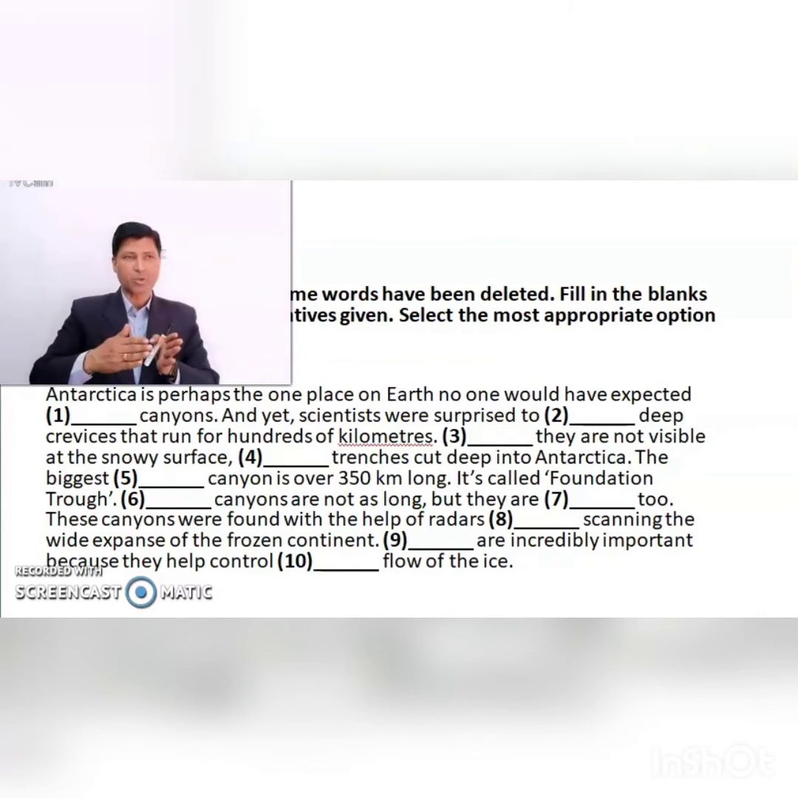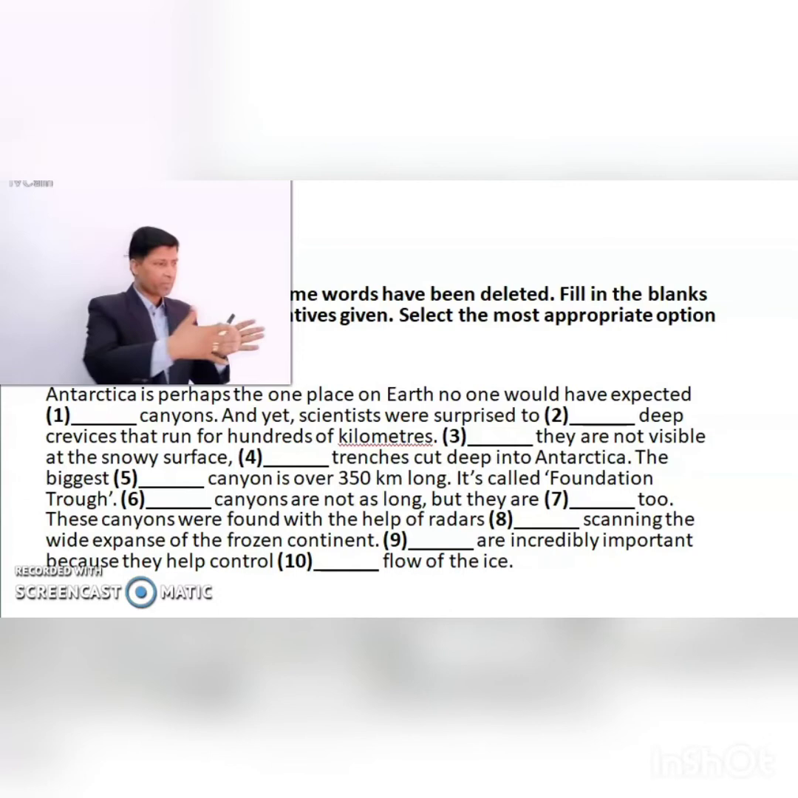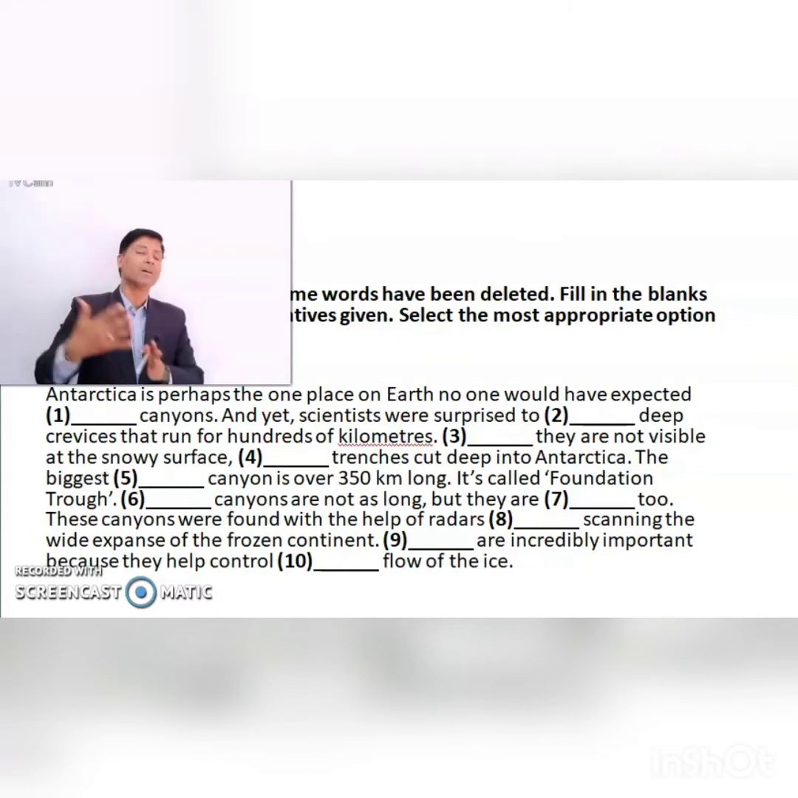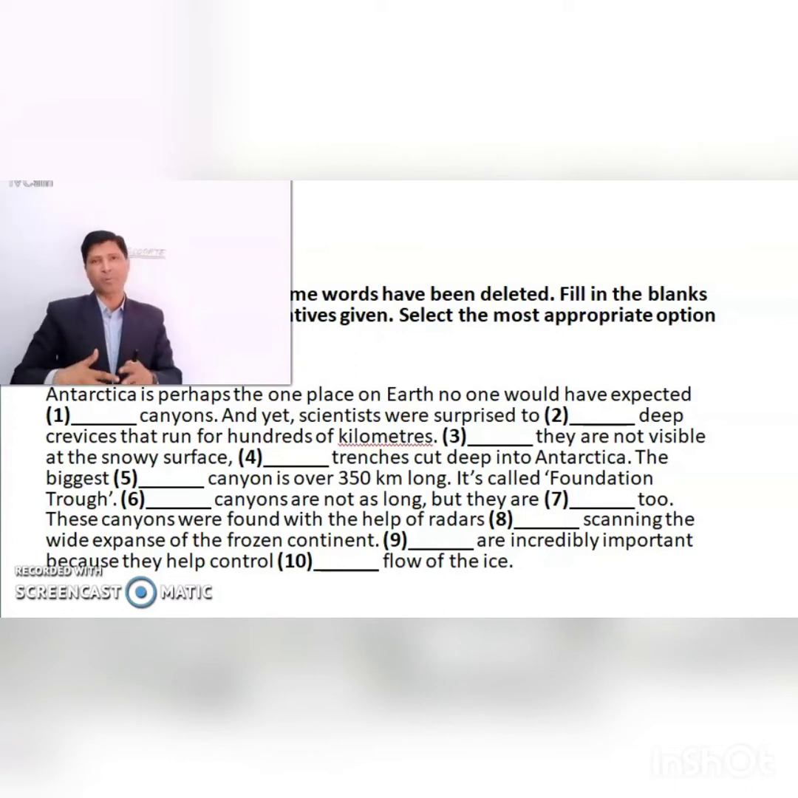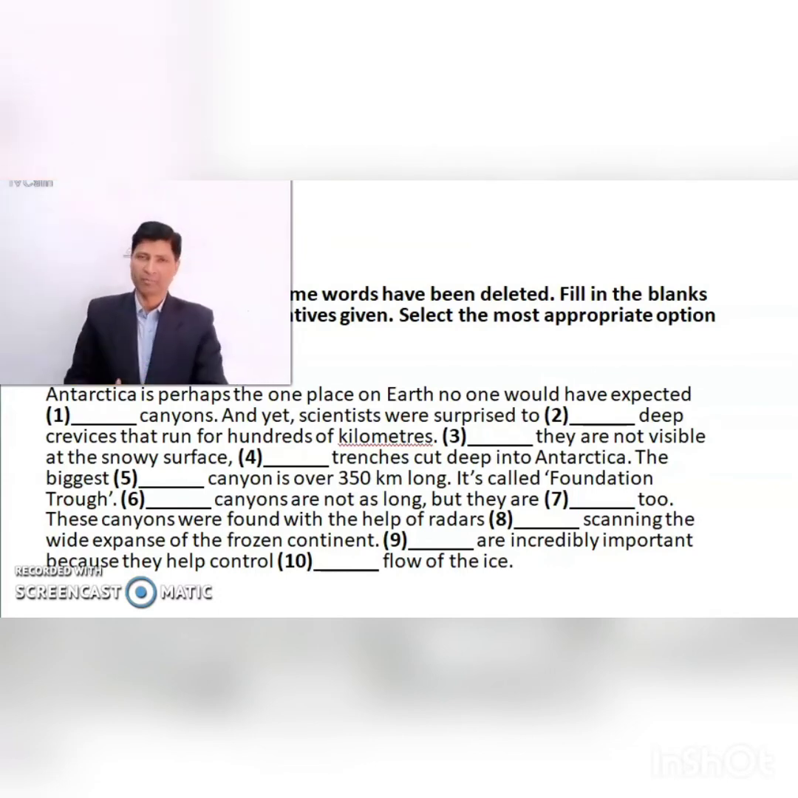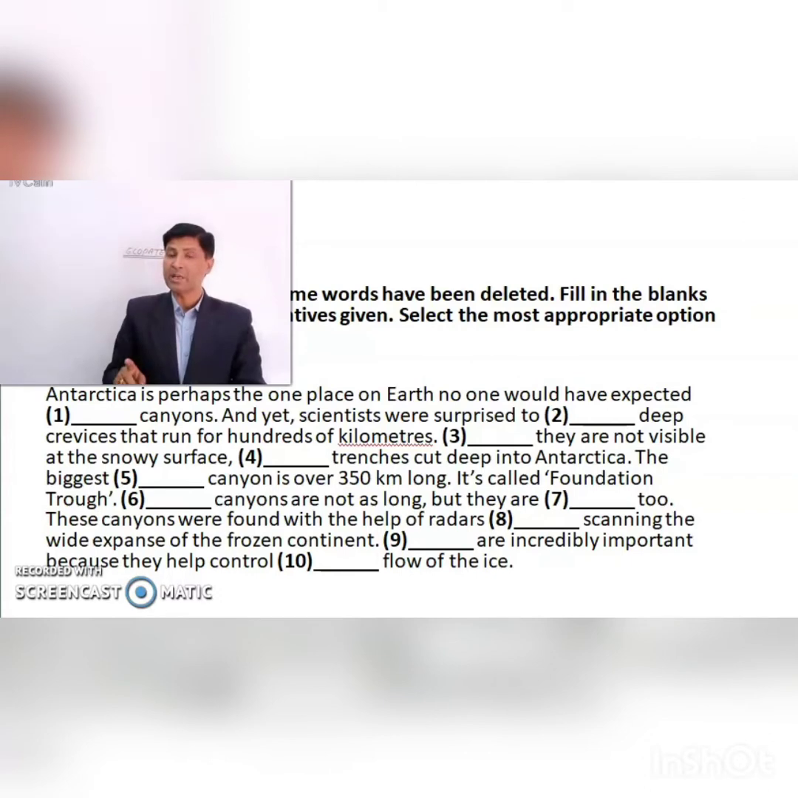Canyons. Canyons are actually, in simple words, you can say during summertime, you must have seen there are cracks in the earth. So these cracks in ice in Antarctica are called canyons. So here the topic is talking about canyons or cracks in the snow. And yet scientists were surprised too. So here just before the blank space you are getting the infinitive marker to. And just after the blank space you are getting the word deep crevices.